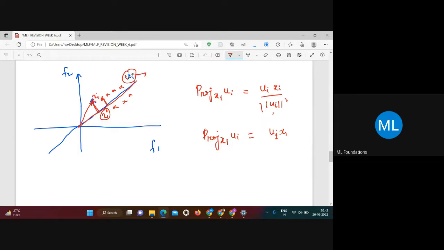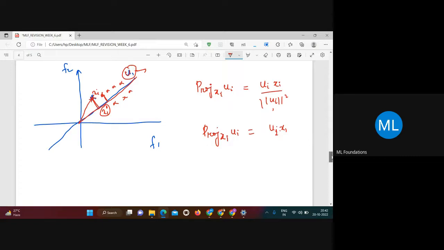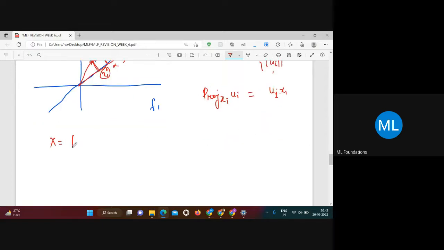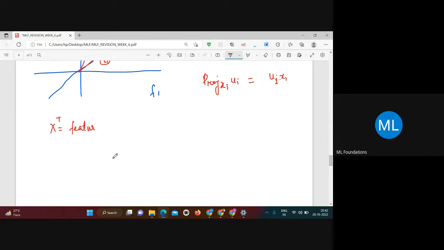So how will you get this vector? For example, you have constructed this feature matrix, X or X transpose, whatever you want to write. You'll get a covariance matrix from X transpose X, where X is your feature matrix. For example, you have n data points, so it is n cross d: n data points and d dimensions.